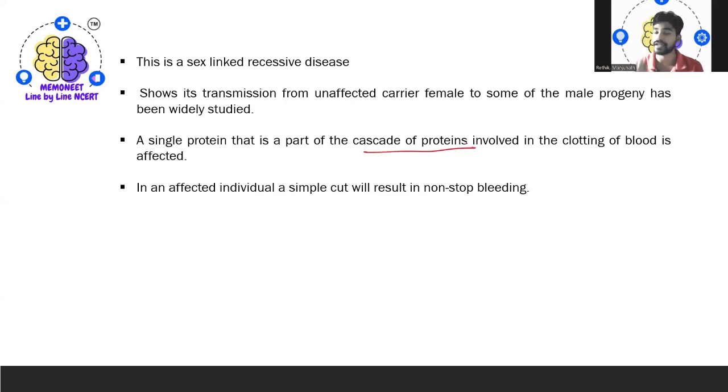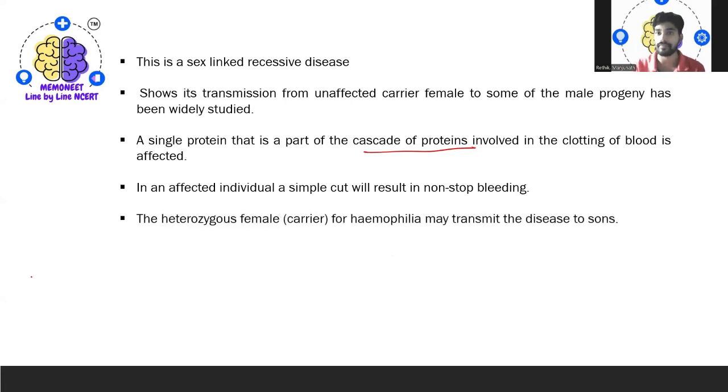So, in an affected individual, what happens as a result? Even a simple or minute cut will result in non-stop bleeding. A single protein that is part of the cascade of proteins involved in the clotting of the blood has been affected. If that has been affected, what happens? That leads to non-stop bleeding even if a small, minute cut has happened.